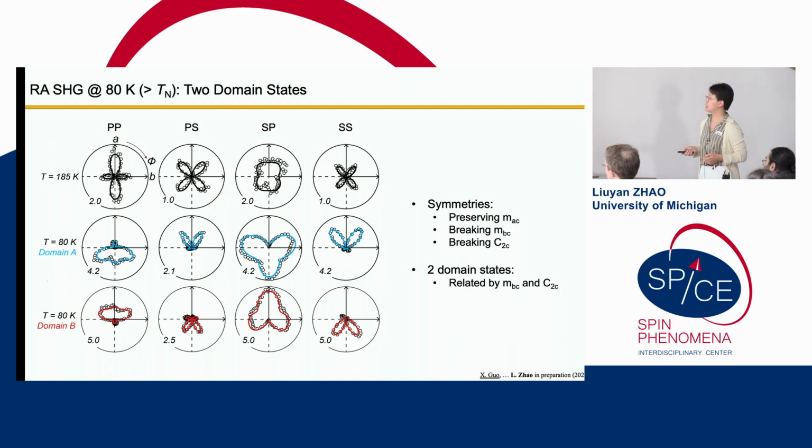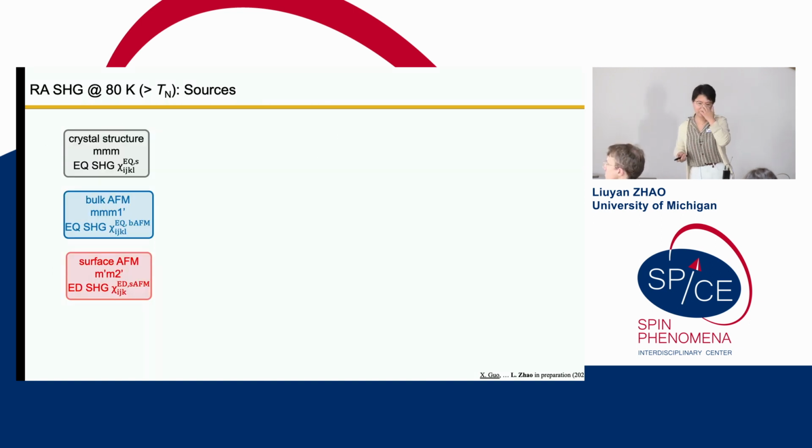And these two sets of data are actually related by the broken symmetries that we observe in the data. What we observe is that it still preserves the so-called AC mirror. If we flip from the vertical direction, it reproduces. But it breaks the horizontal mirror that is parallel to the B axis, and it also breaks the two-fold rotational symmetry that is out of plane. So the two domains, in principle, are related by the broken symmetries across this transition. If you see the two domains, they are indeed related by a flip along the horizontal mirror and a rotation of 180 degrees.